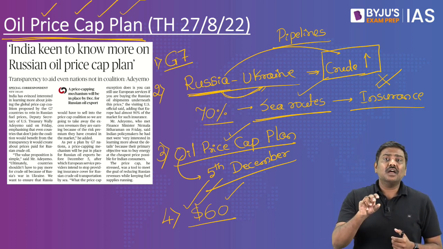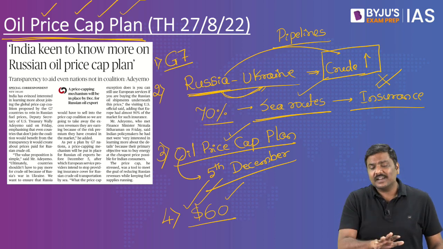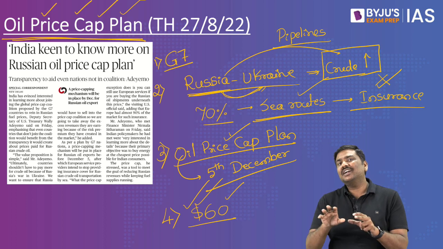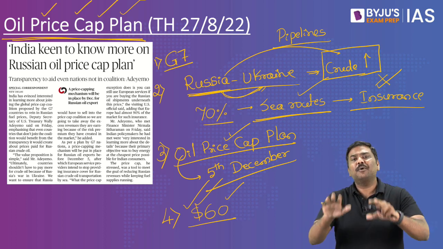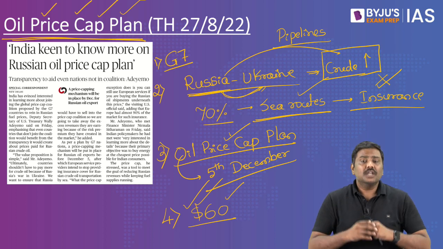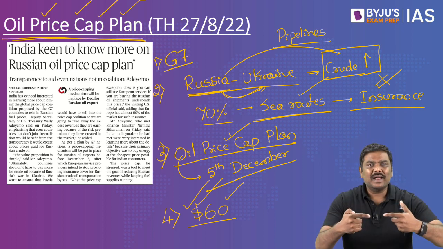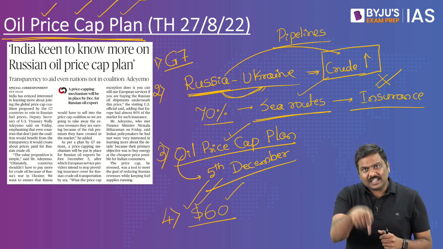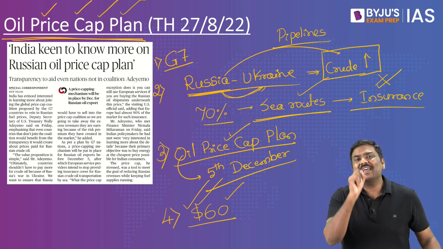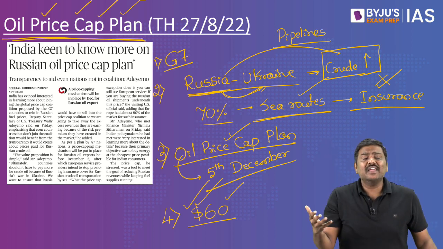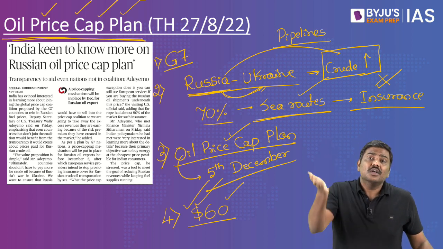The second important, and by far the most important, concern regarding this plan is: if you do this and Russia doesn't agree to sell, let's say at a hypothetical number of $60, what will happen? The crude oil supplies to the international market will go down further. And when the supplies go down further, what will happen to prices? Prices will skyrocket. Already the prices are high. Prices are going to skyrocket further.